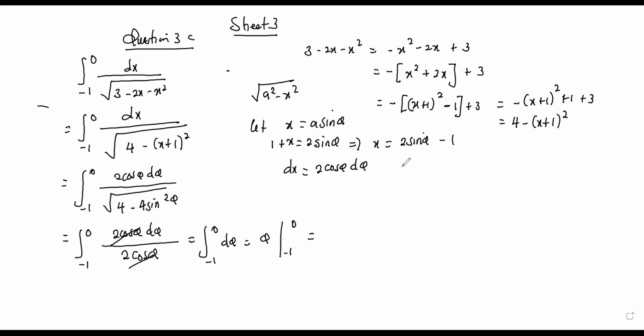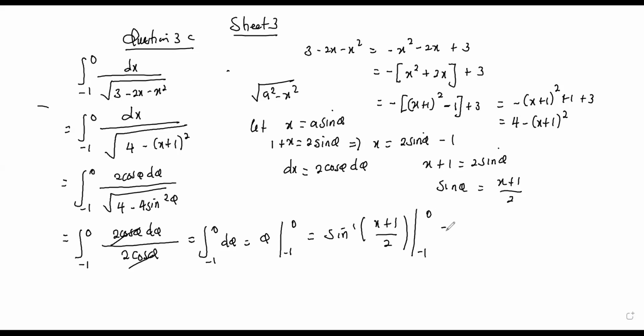Our theta is going to be coming from this one, which is going to be sine theta equal to x plus 1 over 2. So theta is equal to sine inverse of x plus 1 over 2. So we substitute the numbers there. When you take 0, we'll get sine inverse of 1 over 2 minus, if you take negative 1, that's going to be sine inverse of 0.